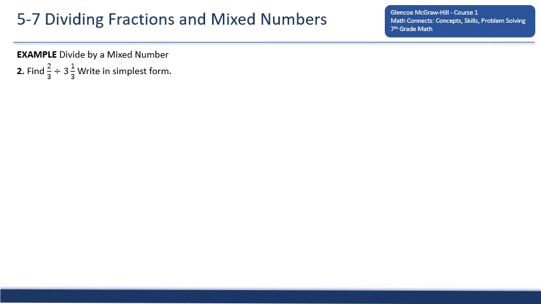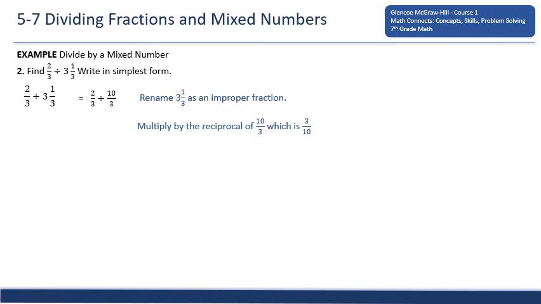Divide by a mixed number. Find 2/3 divided by 3 1/3, write in simplest form. So we have 2/3 divided by 3 1/3, and we have to switch that mixed number into an improper fraction. So 2/3 divided by 10/3. We get that by 3 times 3 is 9, plus 1 is 10. And now we have to switch the division problem into multiplication. So to do that, we multiply by the reciprocal of 10/3. So 2/3 times 3/10. And now we can simplify.